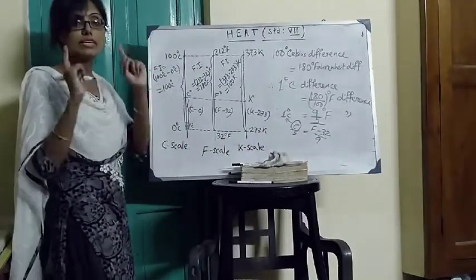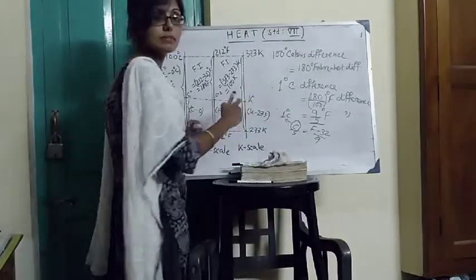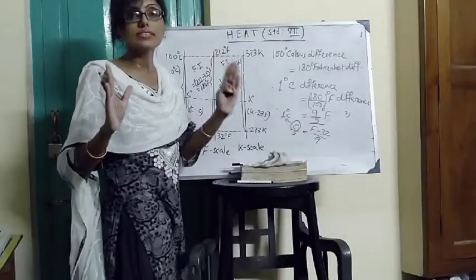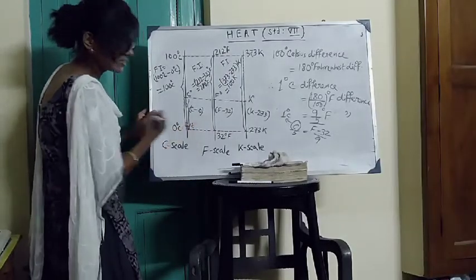That is the particular temperature, 1 degree centigrade in Celsius scale. But this is not a particular temperature. This is the difference between two successive readings in Celsius scale. Difference between two successive readings. This is 1 degree Celsius difference.